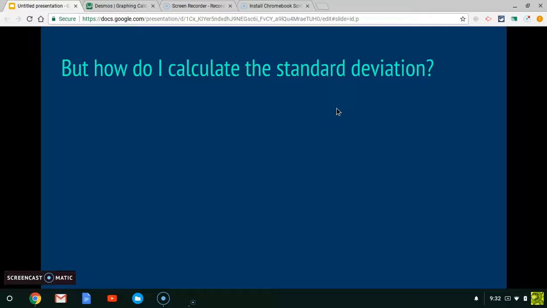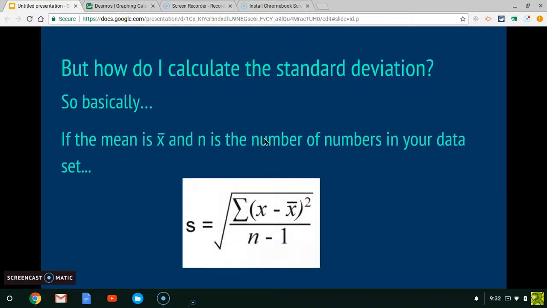Now we want to know how we calculate the standard deviation. We've got this equation here that we can use to find the standard deviation, and it's a little bit weird looking, so let's talk about it. The mean is x bar, so the average is this number right here. And then the n is the number of numbers in your data set. So here's n.